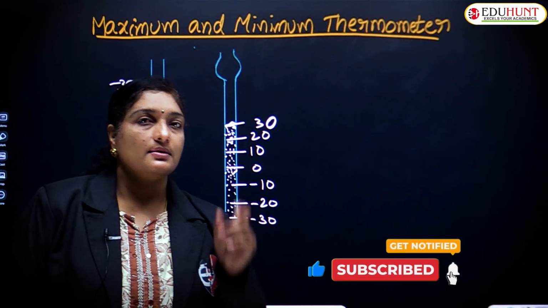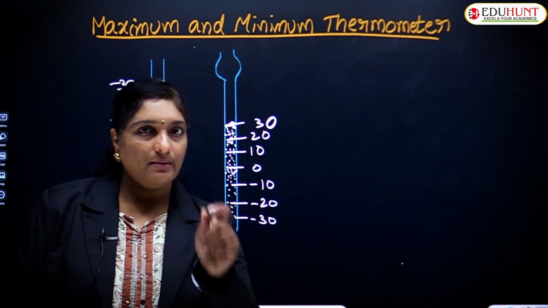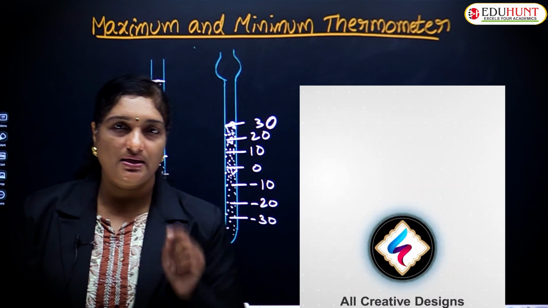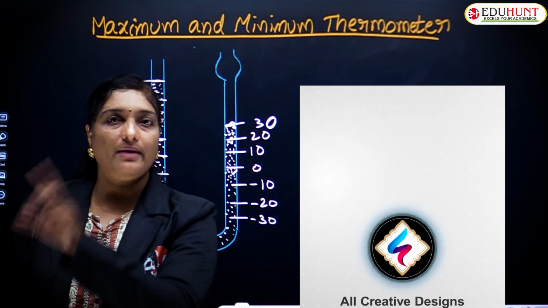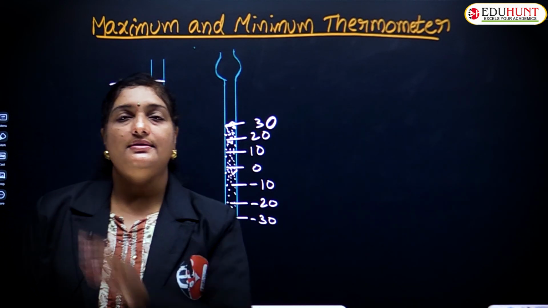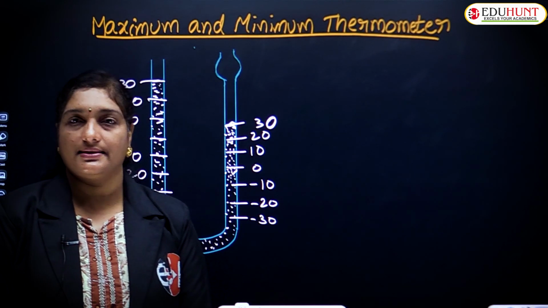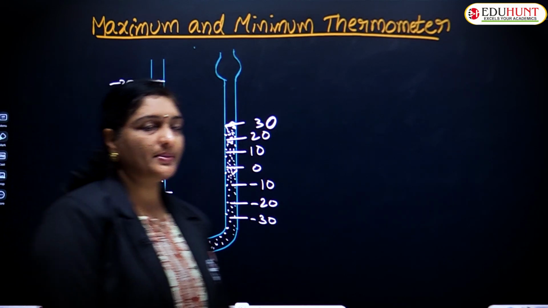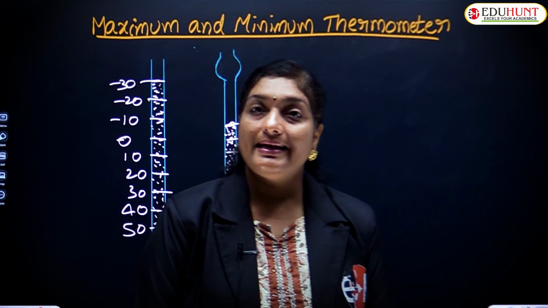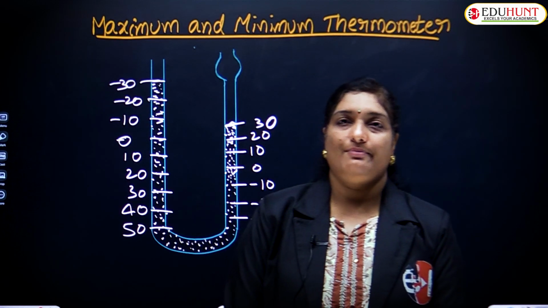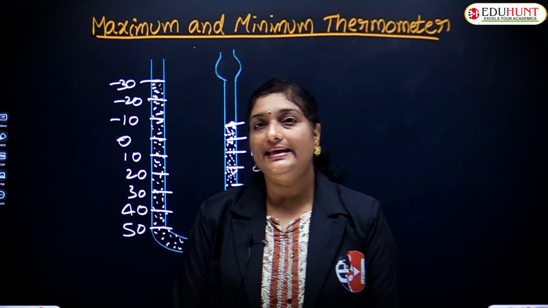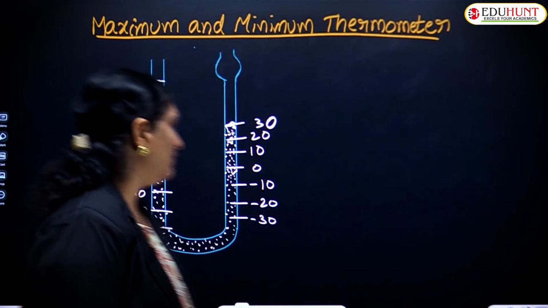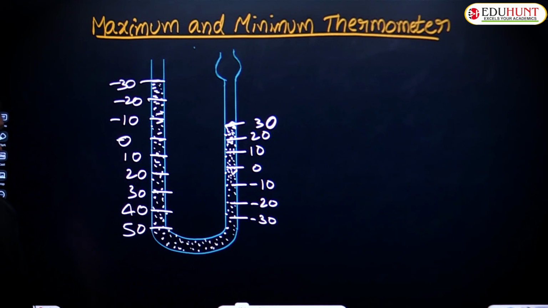I repeat, the lower fixed point, the melting point of ice, is 0 degrees Celsius. The upper fixed point, the boiling point of water, is considered as 100 degrees Celsius. I hope you are getting me, children. Apart from that, you need to understand clearly regarding the clinical thermometer. So let us have a look at the clinical thermometer, and then we will move to the objective part.